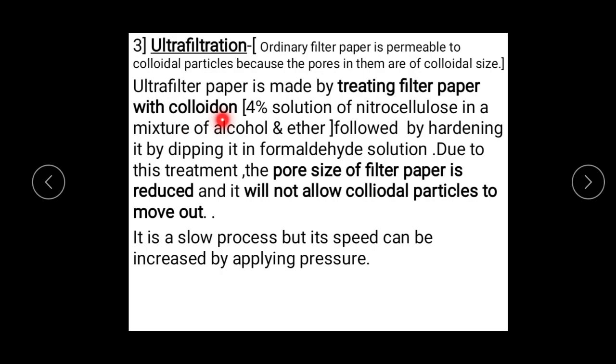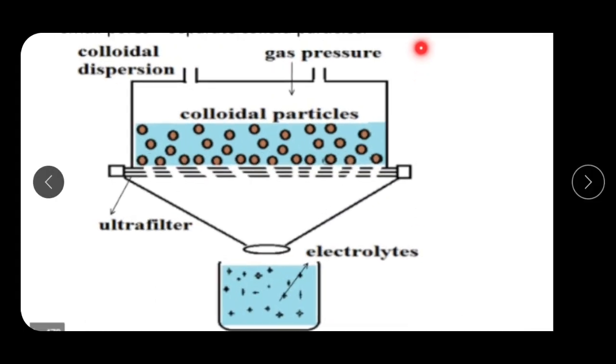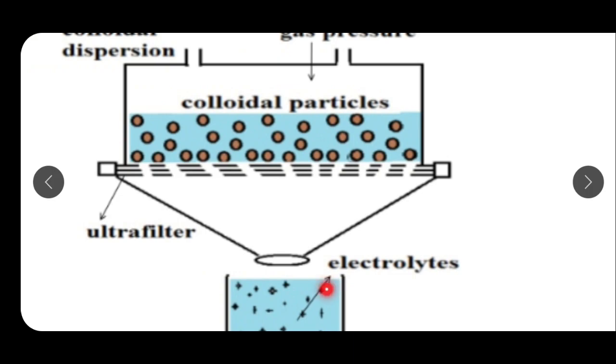And what colloidin is, is given here: a 4% solution of nitrocellulose in a mixture of alcohol and ether, followed by hardening by dipping it in formaldehyde solution and drying it. When we do this, the normal filter paper turns into an ultra filter paper with reduced pore size. And this process is a slow process, but its speed can be increased by applying pressure. Now here you can see the ultrafiltration being done, electrolytes passing out and colloidal particles are retained.